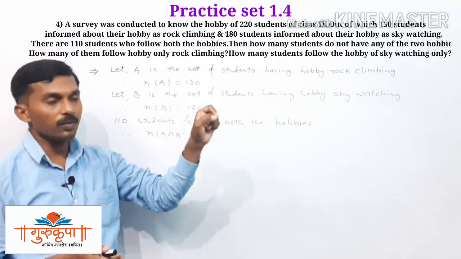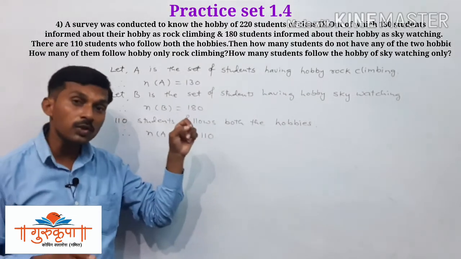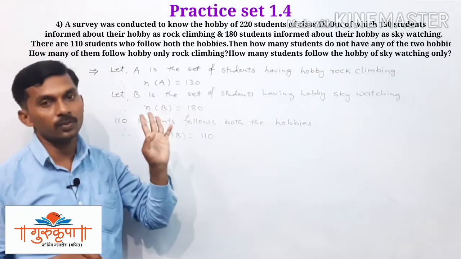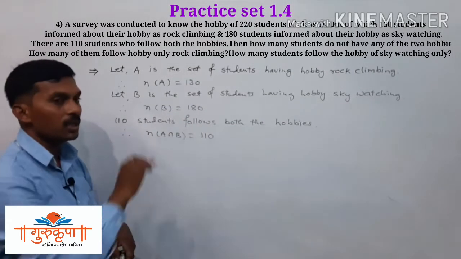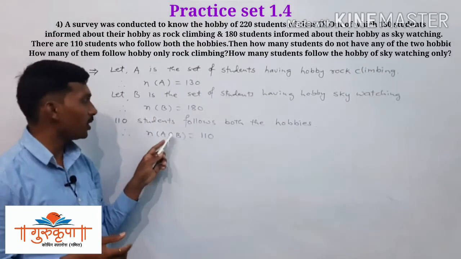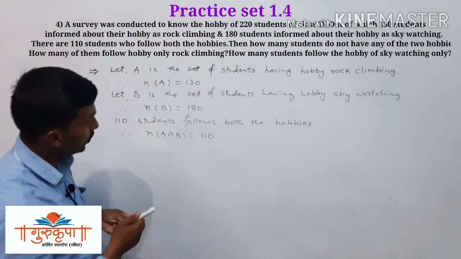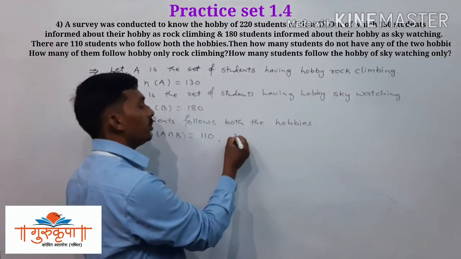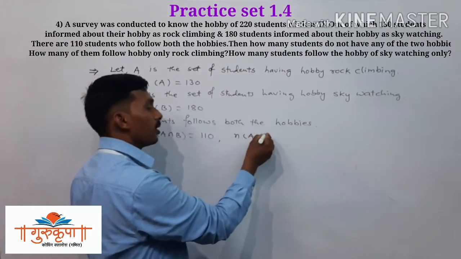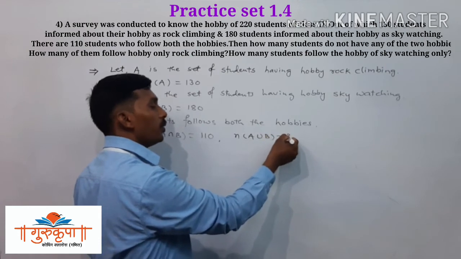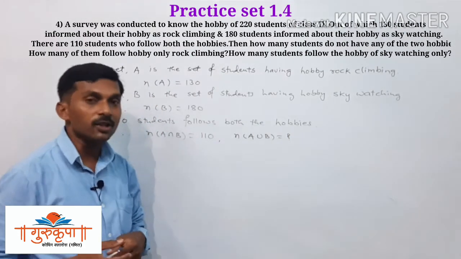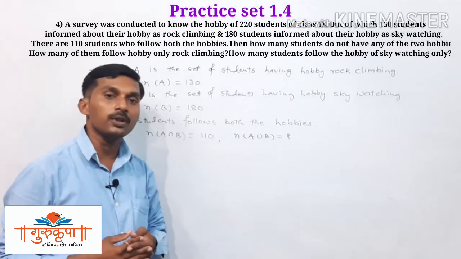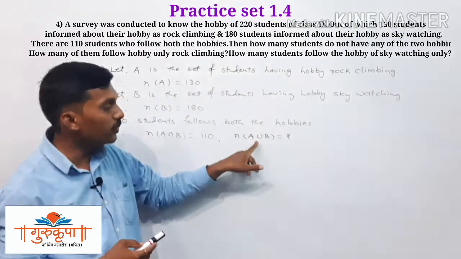But here we have to find the number of students who do not have one of the two hobbies, and that should not be represented using the symbol, either the symbol of intersection or union. Here first of all we have to find A union B. If we do not find A union B, then we are unable to find the number of students who do not have one of the two hobbies. So we have to find A union B.